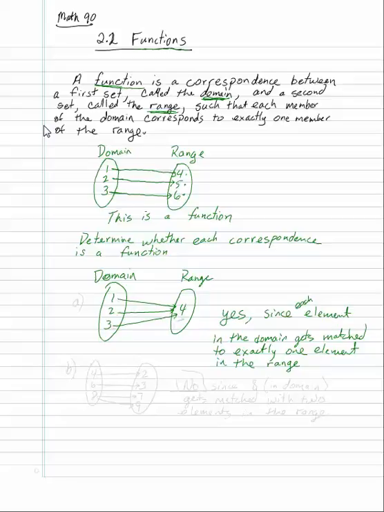Okay, so it doesn't matter that the range only has one thing in it and all three, 1, 2, and 3, are each getting paired with 4. The idea is we don't care what's happening in the range, we're just looking at the domain. Each element in the domain, 1, 2, and 3, get paired with exactly one thing in the range. They all happen to go to 4, but that doesn't matter. So that's yes. Let's try another one.